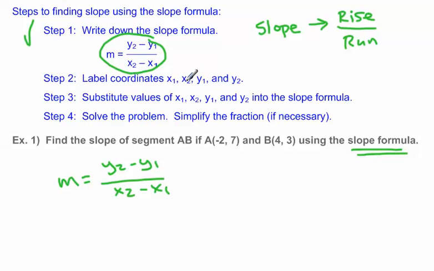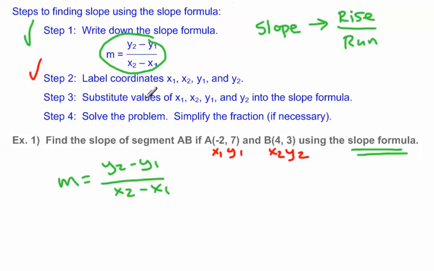Step 2 says label the coordinates x1, x2, y1, and y2. So what we have here is we have x1 and y1. I'm calling this x1 and y1 because it came first when I was reading this. So A is first, so x1 and y1. B is going to be second, and I'm going to call this x2 and y2. That's the second step here.